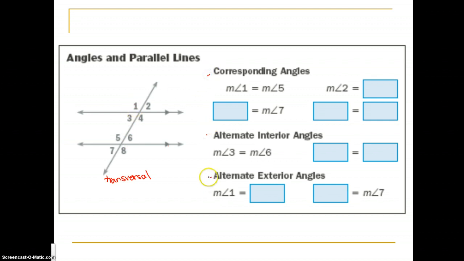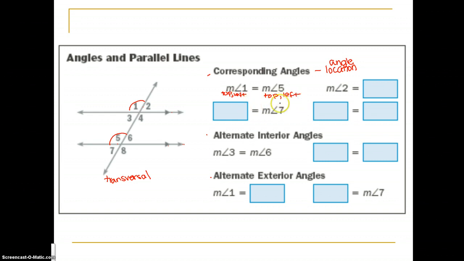Corresponding angles, alternate interior and alternate exterior. Corresponding angles are like 1 and 5. It basically represents the location. Think of it as the location of the angles. The angle location, I'm going to call it. So, for example, 1 is the top of the line, okay? And it's also to the left of the transversal. In the second line, 5 is on top of the line, and it's also to the left of the transversal.